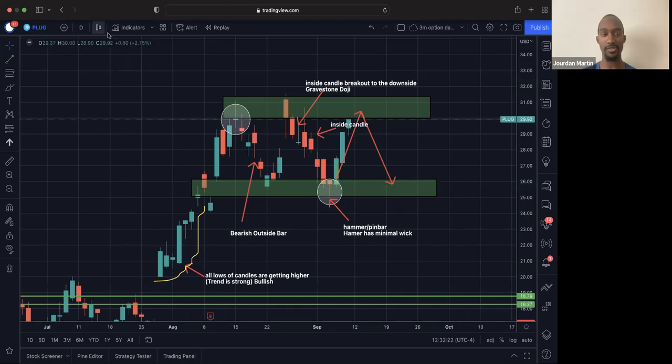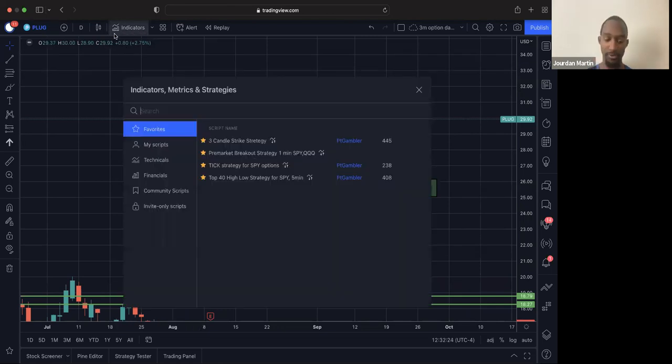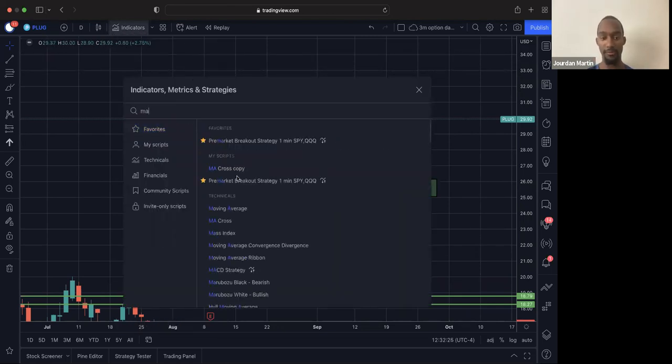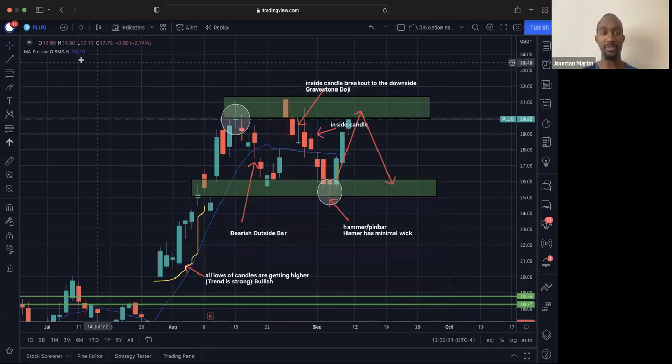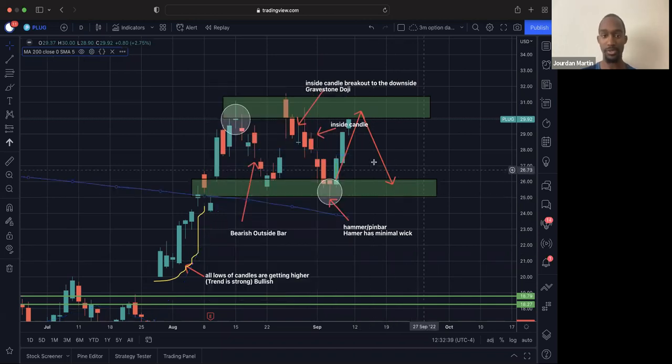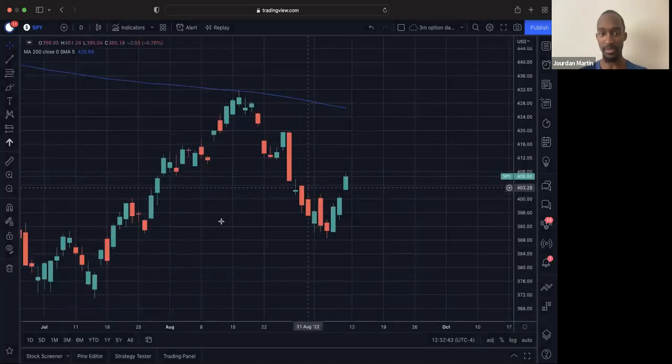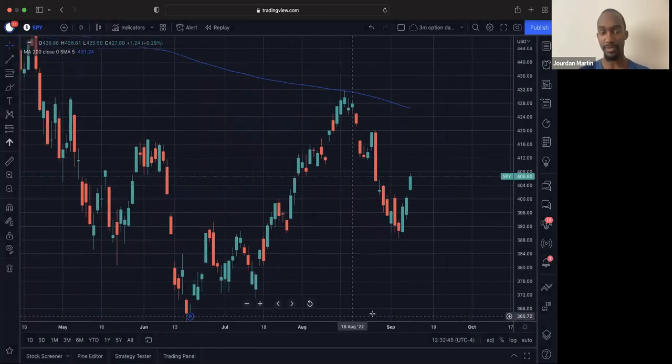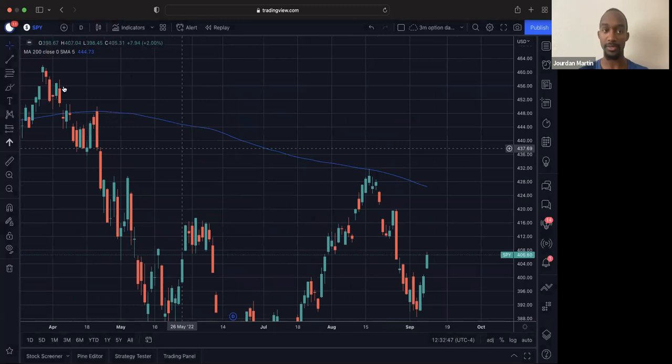What you'll also start to see if you do use indicators is that you can also have moving averages that act as potential resistance or support as well, right? And I'm gonna just throw one on here real quick. So the most popular one is usually that 200-day moving average. We're gonna come back to plug in a second, but perfect example. Thank you, SPY, for working with me on this.